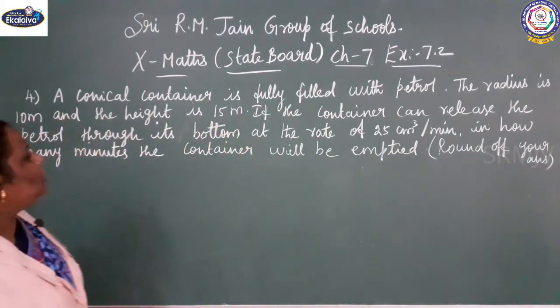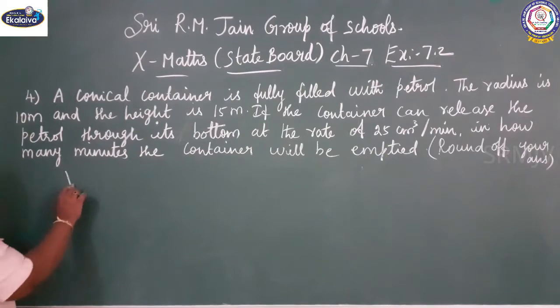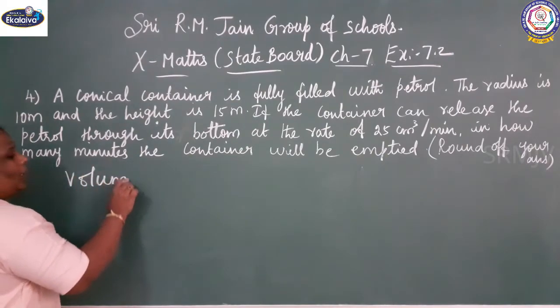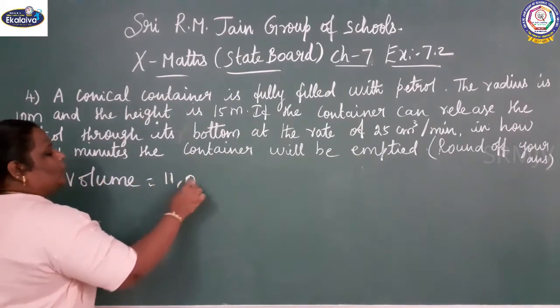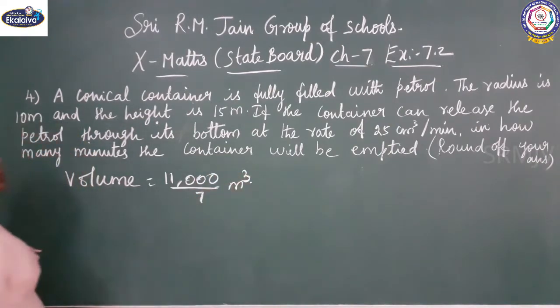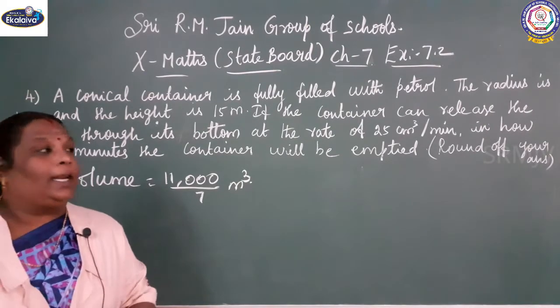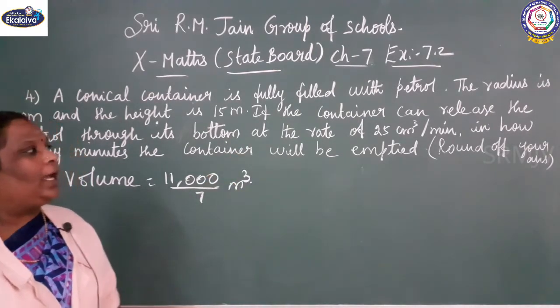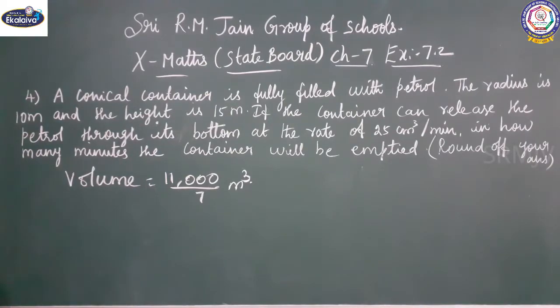See, the petrol is released. What is the volume of the cone? Volume equal to 11,000 by 7 meter cube. Petrol is released at the rate of 25 meter cube per minute.